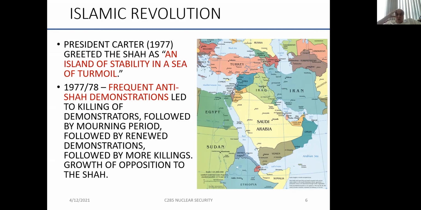In 1977, when Carter was in office for the first year, he actually had a greeting for the Shah in the White House, where he publicly hailed the Shah. Carter hailed the Shah as an island of stability in a sea of turmoil. This was slightly inaccurate, because almost within months of Carter's statement, anti-Shah demonstrations began in Iran, which led to the killing of demonstrators. This was followed by a mourning period, followed by renewed demonstrations, followed by more killings. And this was a cycle of opposition that led to the growth of the opposition to the Shah.